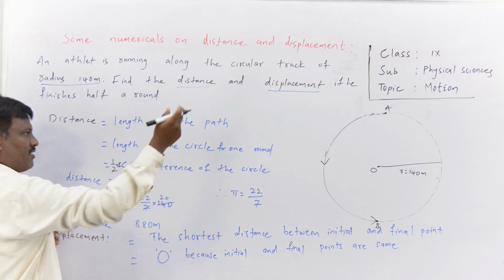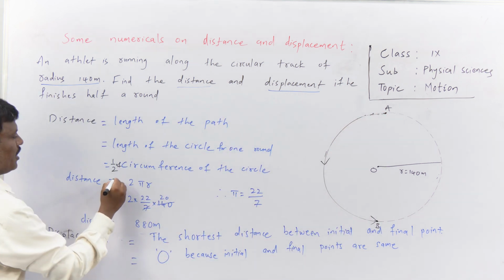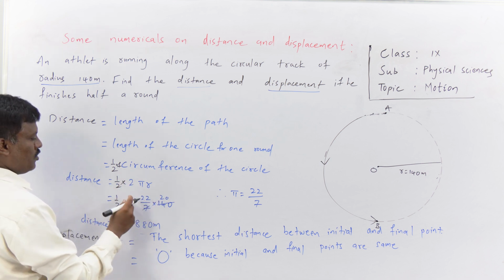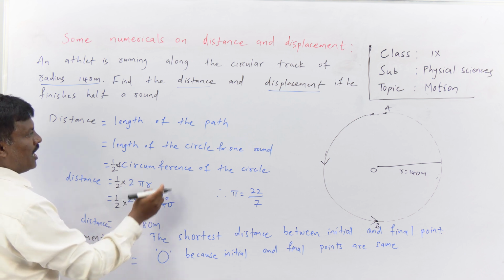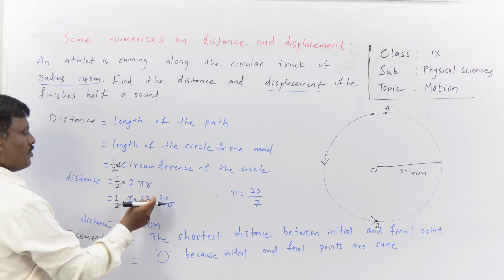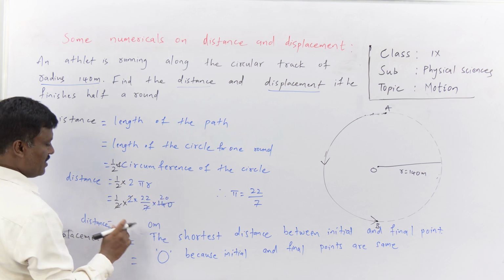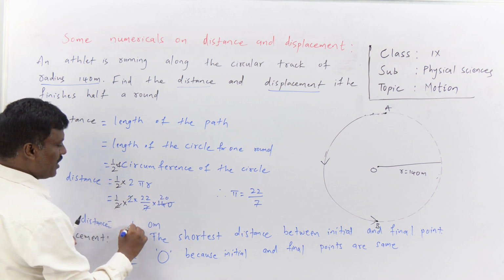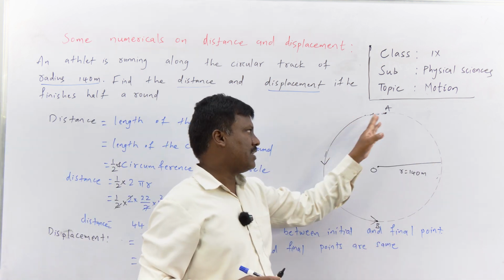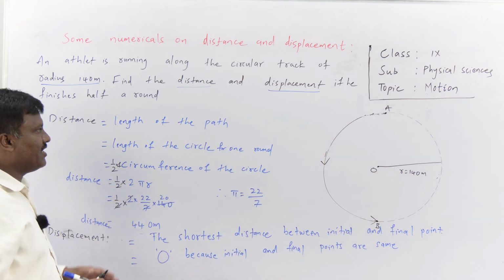Previously, for one round it was 2 pi r, but in this problem it is only half a round. That is why it is half into 2 pi r. The value of 2 is 2, pi is 22/7, and r is the same value I maintained, 140. The 2 cancels, so 22 into 20 is 440. Then what is the distance traveled in this case? 440 meters. In the previous problem it was 880 because he finished one round, but in this problem it is half a round, so 440. This way you have to calculate the distance.